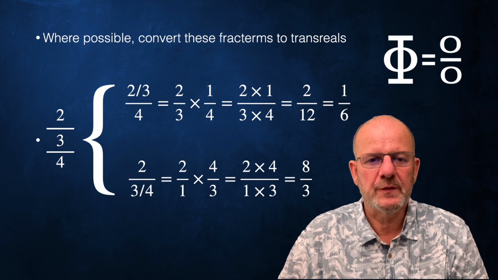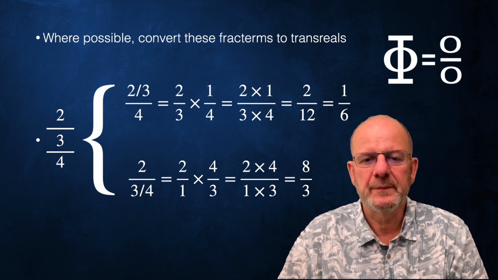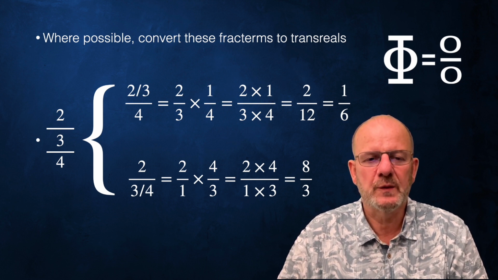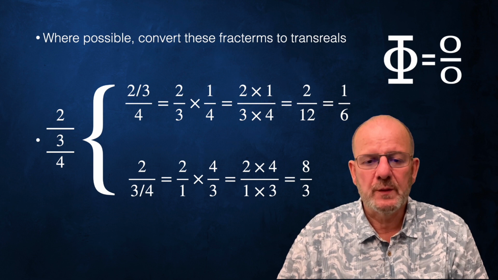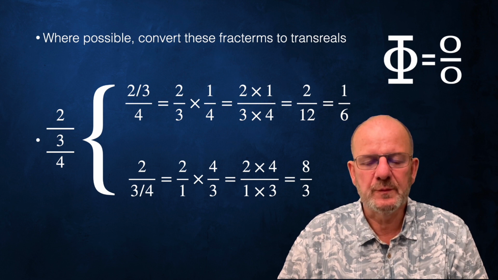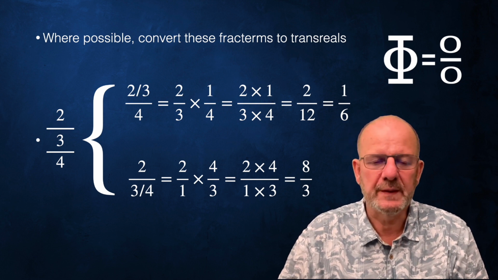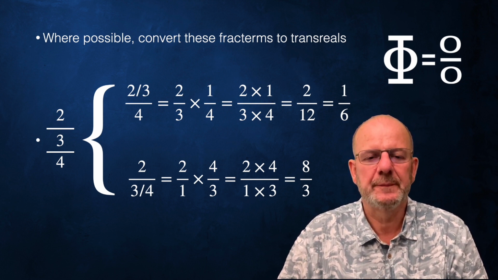Alternatively, if 2 over 3 over 4 associates bottom up, then it's equal to 2 divided by 3 over 4. That's 2 over 1 times the reciprocal of 3 over 4, which is 4 over 3. That's equal to 2 times 4 over 1 times 3, and that's equal to 8 over 3. So you get different answers, 1 over 6 or 8 over 3, depending on how 2 over 3 over 4 associates. And there's no agreement on this in mathematics. There is an agreement that if the frac terms are written smaller, they have higher priority. So you work out the frac terms from smallest to biggest, as they're written on the page.